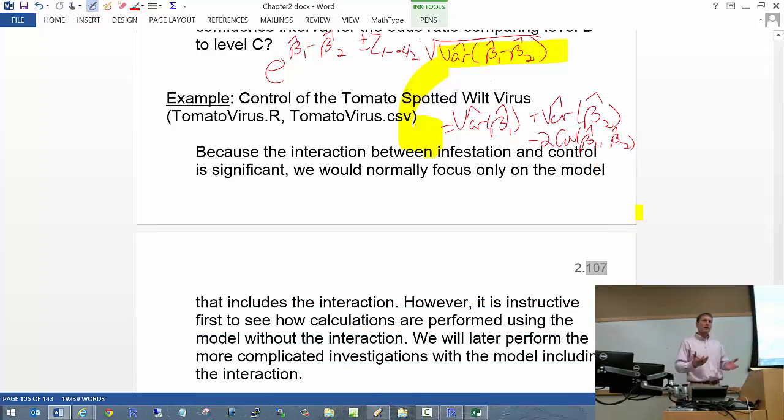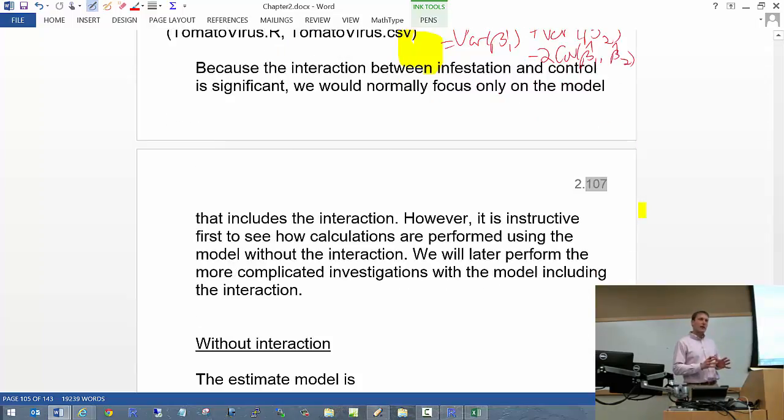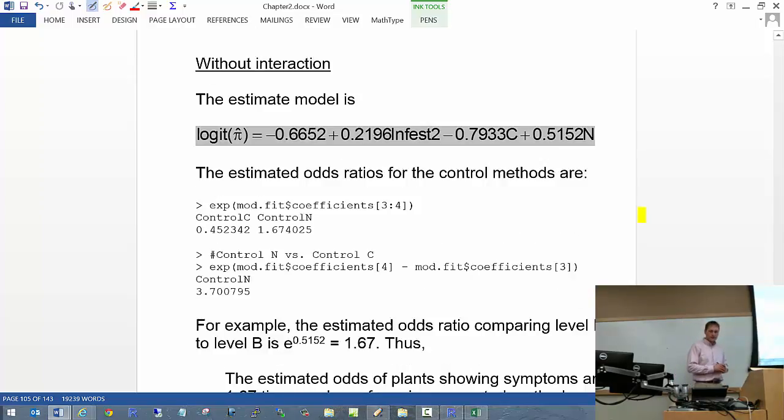So now let's apply these ideas to this tomato spotted wilt virus example. Previously we found the interaction to be important for this data set. I'm going to first take a look at this without the interaction term in the model, just for demonstration purposes, because it's going to be easier since the model has fewer terms. So here's my estimated model that we had previously without the interaction term.